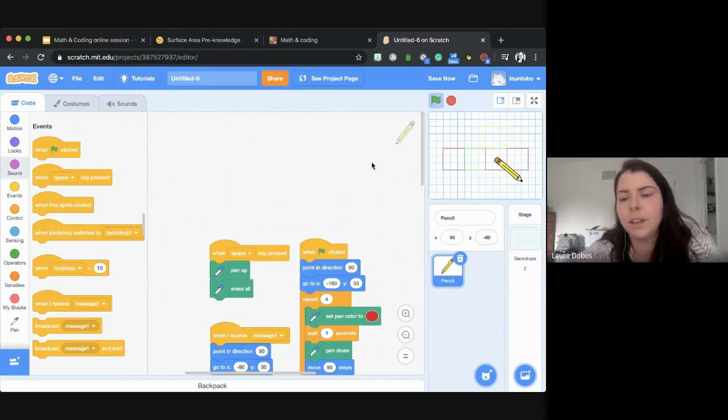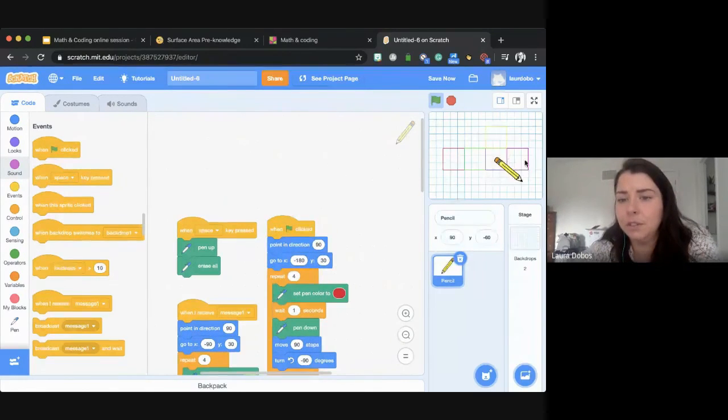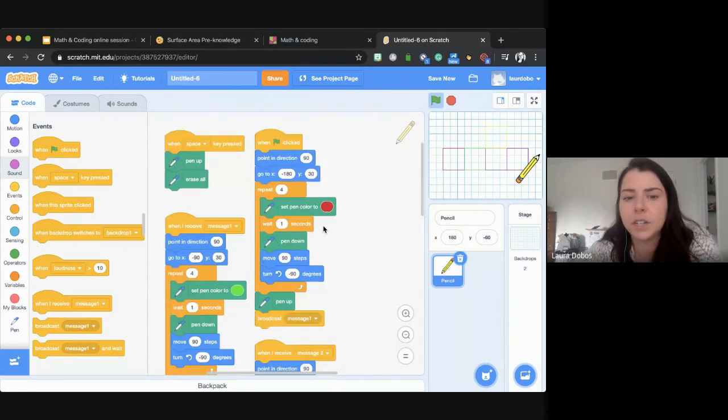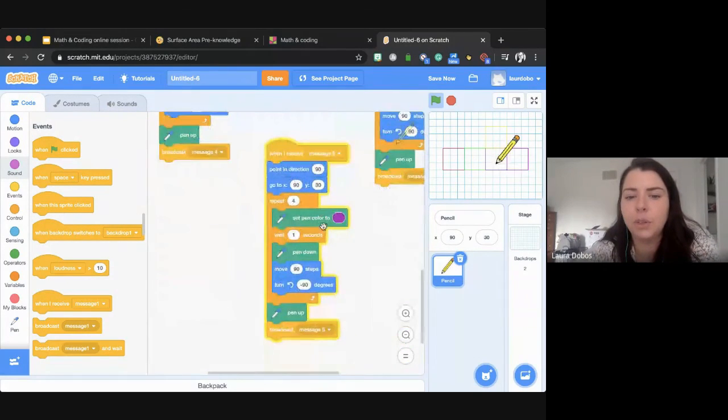Oh, yeah. And if anyone noticed, that last square I drew is not in the right spot. That's not going to make a net. We only have 1, 2, 3, 4, 5 squares. So I need to switch something on that last piece of code so that the square goes down here versus on top of the one we've already got.